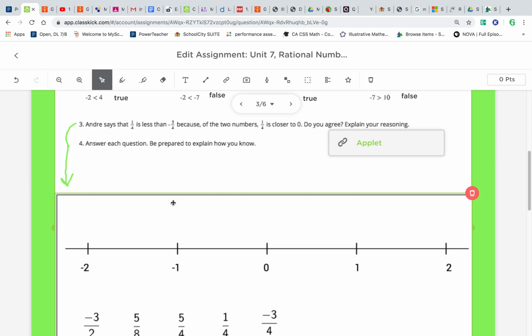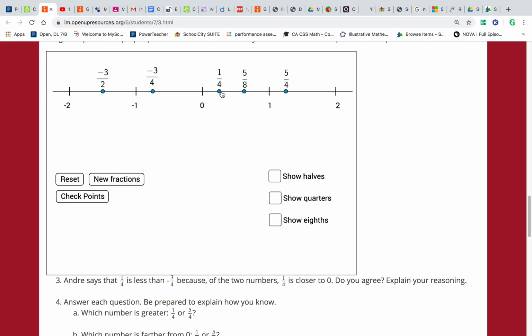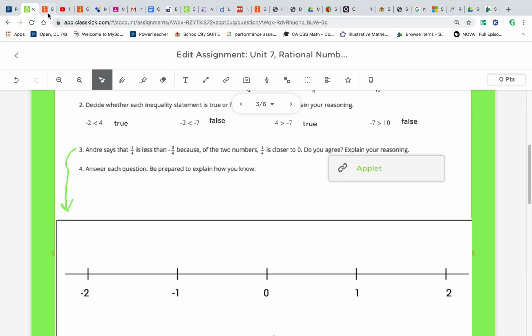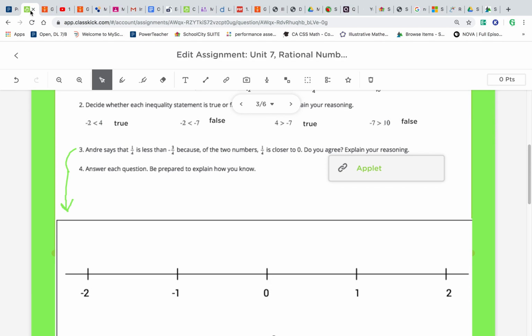Okay, so Andre says that 1/4 is less than -3/4 because of the two numbers, 1/4 is closer to 0. Well, let's look and see what we had again. We have 1/4 and -3/4. Here's 1/4. Here's -3/4. And Andre says that 1/4 is less. Is 1/4 less? 1/4 is to the right of -3/4 on the number line. So Andre, unfortunately, is not correct. We disagree with Andre.